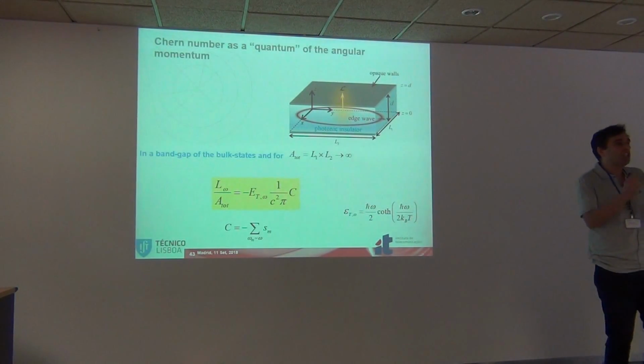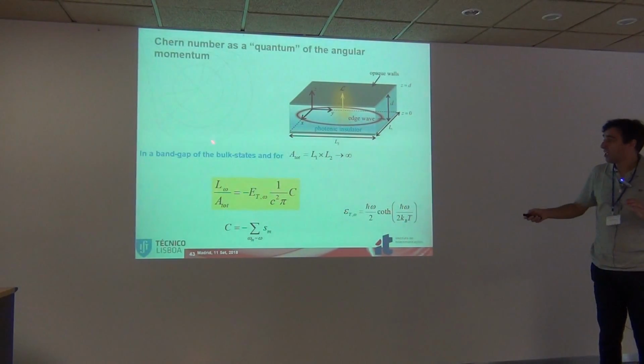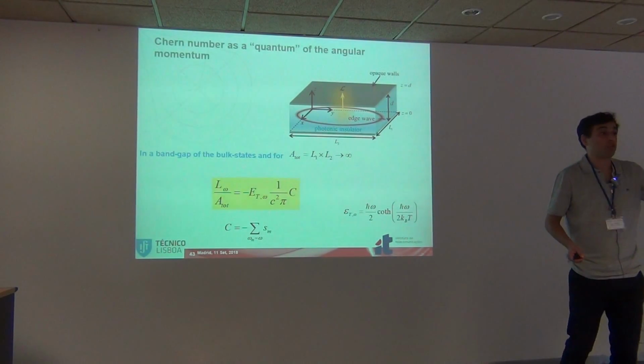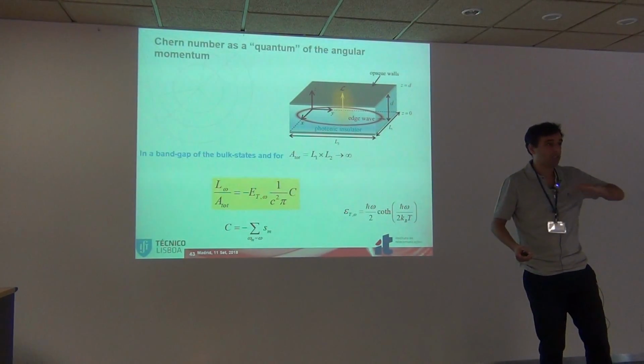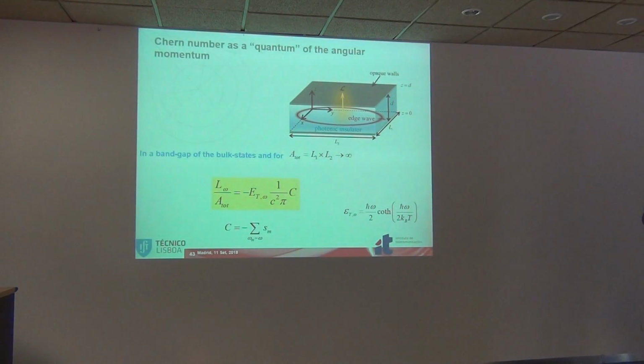So it tells you, for example, if I change the magnetic field continuously, if it's not a drastic change, the angular momentum will not change. Okay? This is similar to the electronic case where you change the magnetic field continuously and the conductivity does not change. It's only in steps. Here it's the same. And so the Chern number has this powerful physical meaning. It is the quantum of the angular momentum.